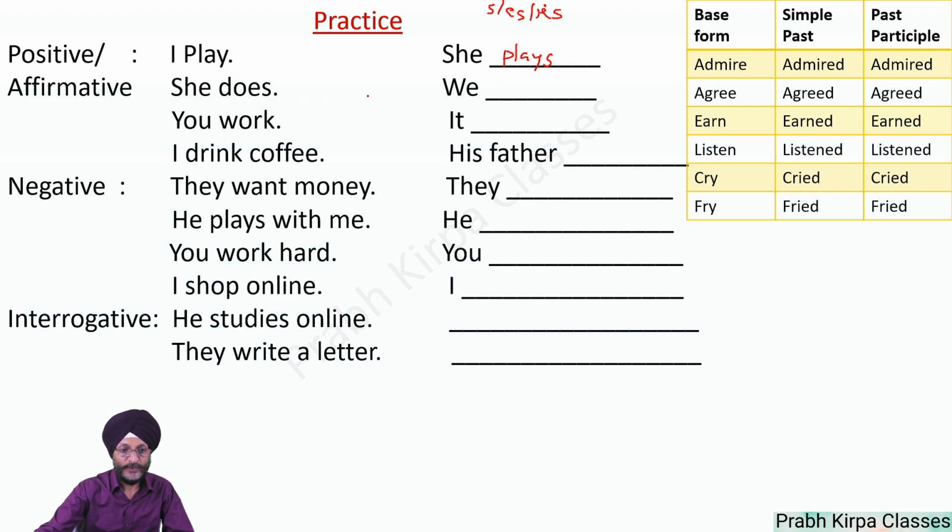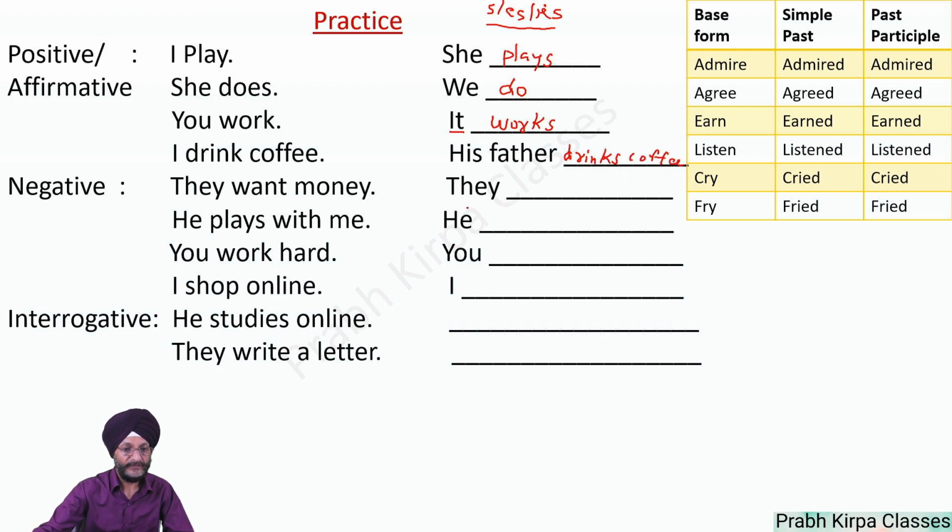In the same way, she does. We, as you know, in the case of first person plural, we use do. You work. It is the third person singular, and as you know, we have to opt for any of these endings. Here it works. I drink coffee. His father is the third person singular, and here it becomes his father drinks coffee.